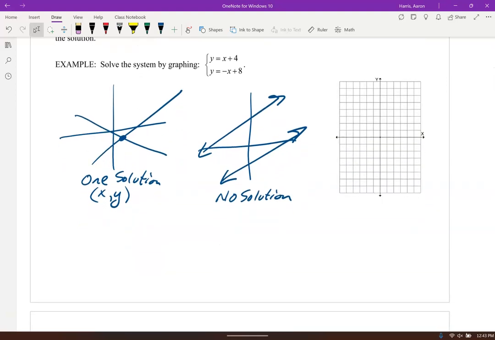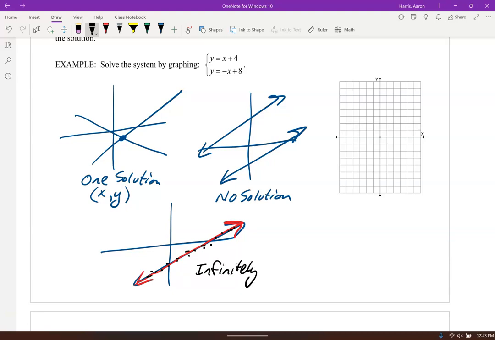The third scenario, you graph the first line. There's that line. You graph the second line, and you're like, oh, it's the exact same line. So where do they cross? Everywhere. There are infinitely many solutions. All those x, y points on both lines, it's all the x, y points that they share, and there are infinitely many of them. So that's your three scenarios when you're solving these systems of linear equations.